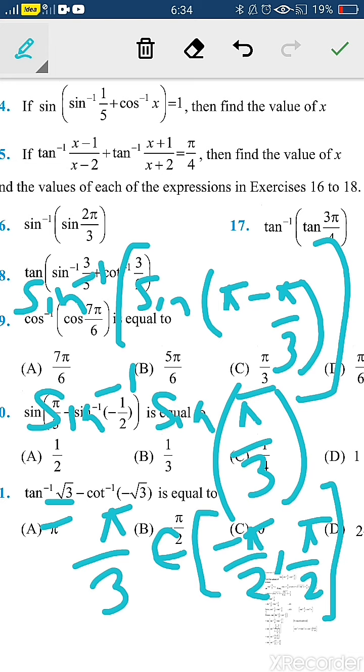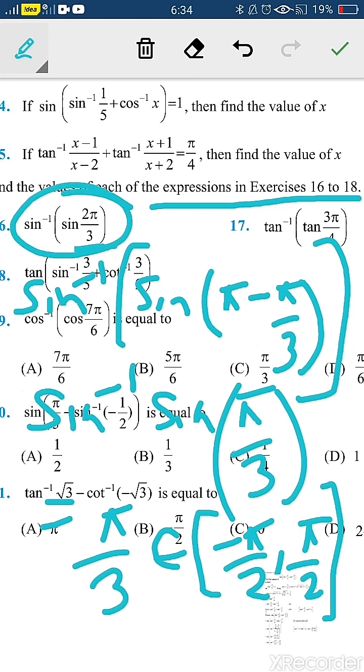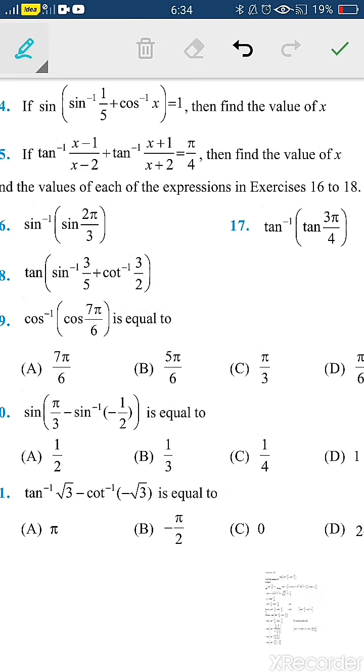The question is to find the value of each expression in exercises 16 to 18. So we cannot simply write the answer as 2 pi by 3, because it does not belong to the range of sine inverse. The answer should lie in the range of sine inverse, as this is an inverse trigonometric function. I hope this is clear to you now. This step is very important to mention, that this belongs to the principal value branch of the sine inverse function. Moving on to the next question. Question 17 is tan inverse tan 3 pi by 4.